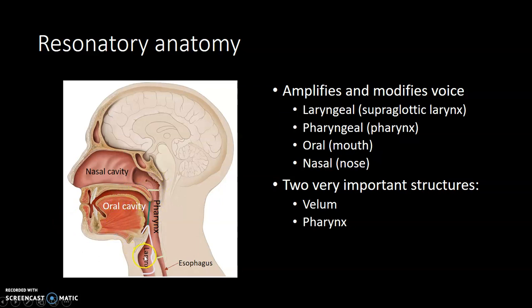So resonation is, again, that level of the vocal cord where the sound is being produced. That sound is going to bounce around the supraglottic larynx, through the pharynx, and out of the oral cavity, except during nasal sounds, and we'll talk about those nasal sounds later, when the velopharynx is open, and that's the velum and the pharynx are open to allow sound to pass through the nasal cavity.